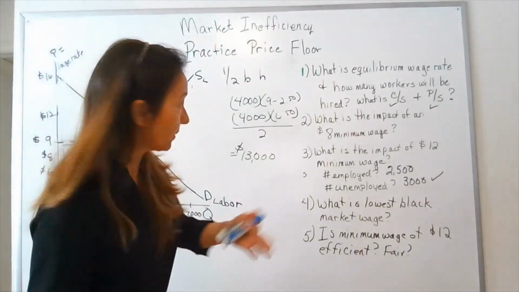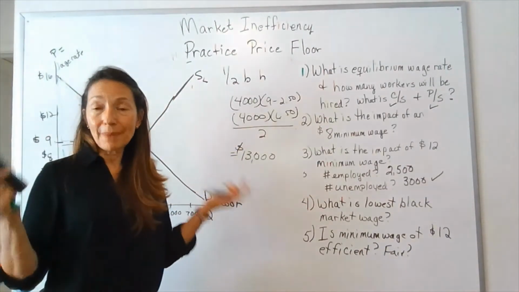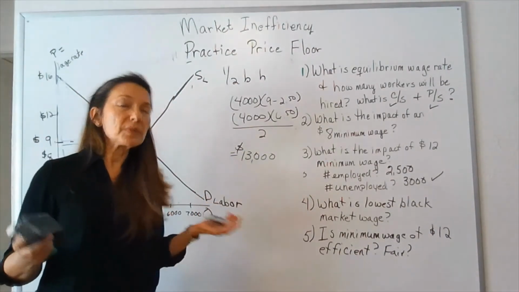In this case, you can see that both consumer and producer surplus are maximized, yet unlike other problems, they're not equal to each other.